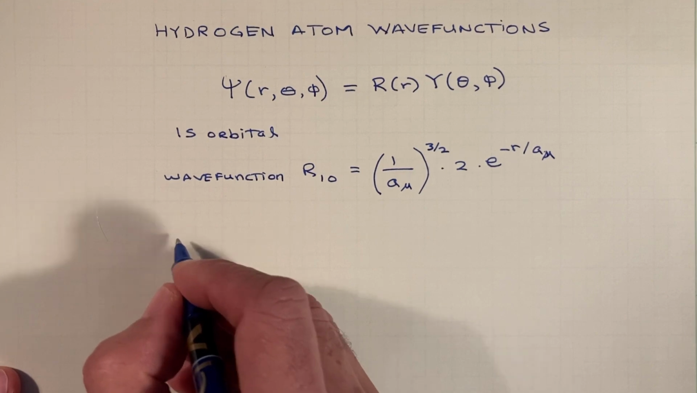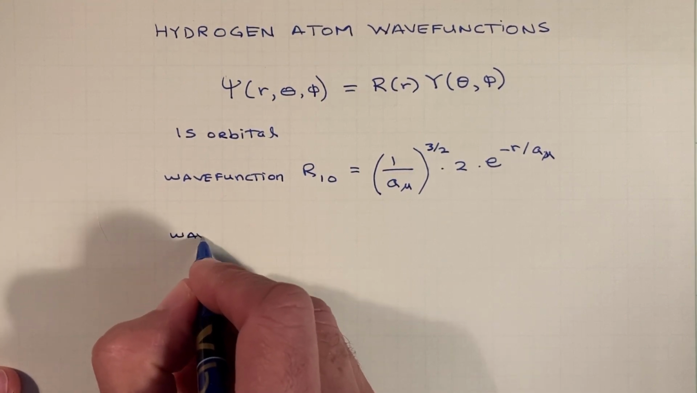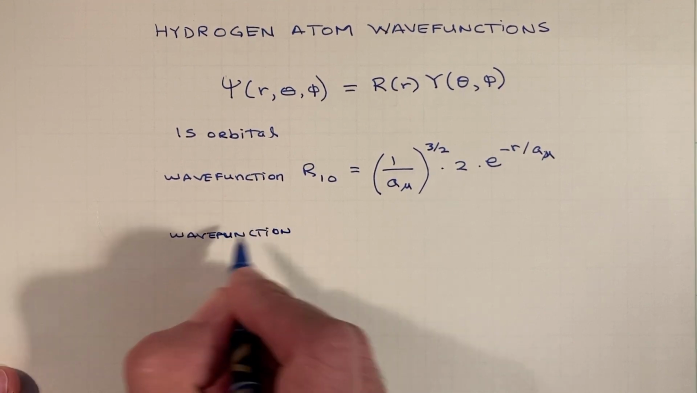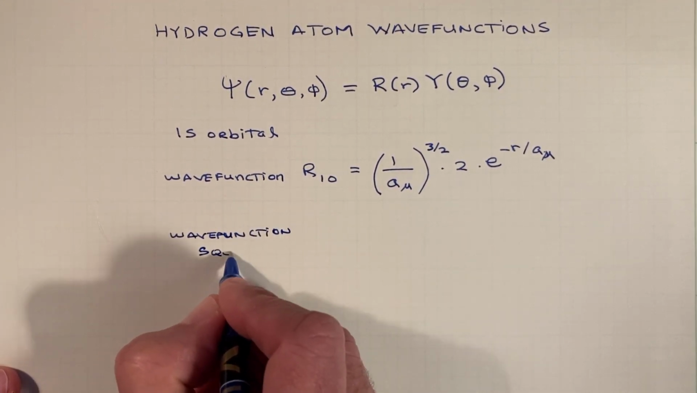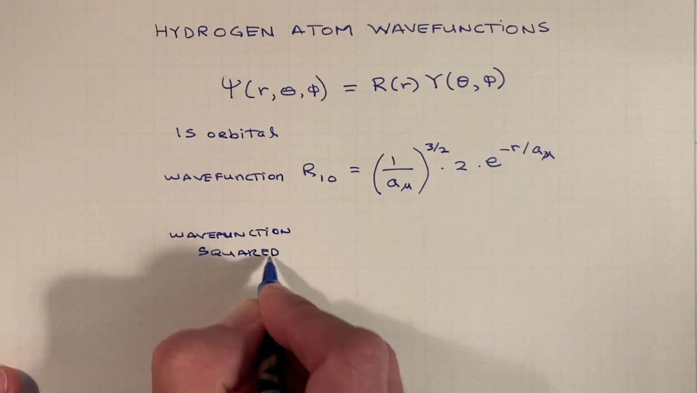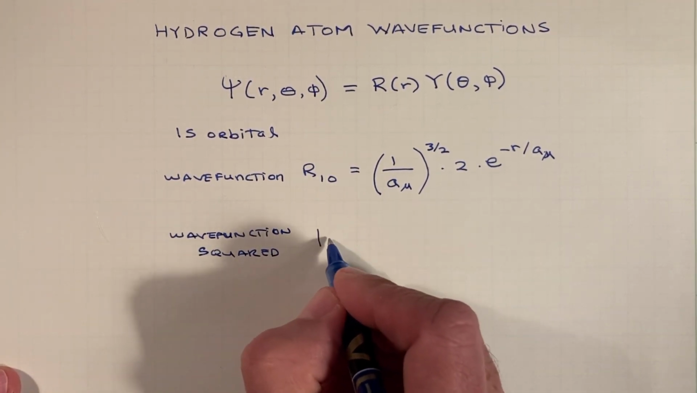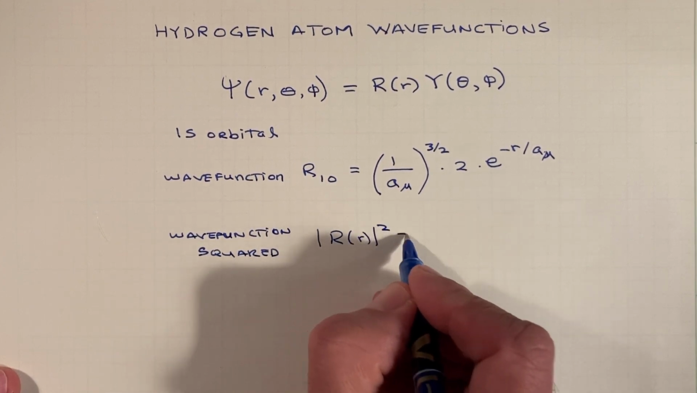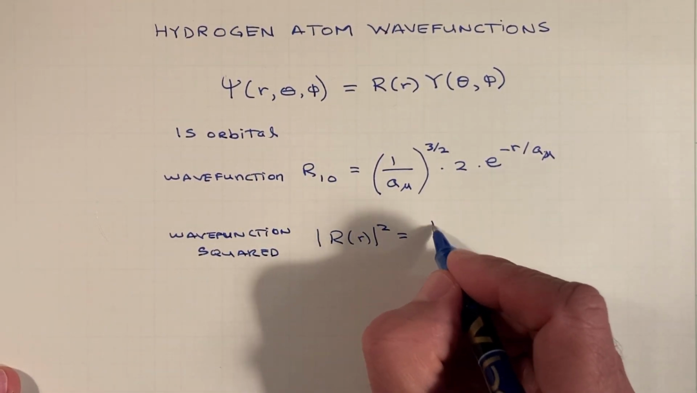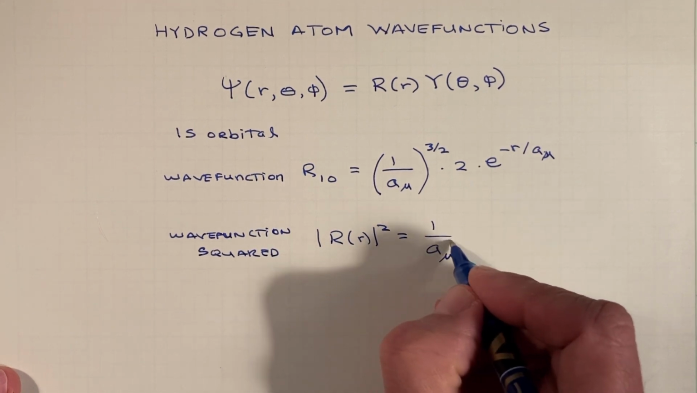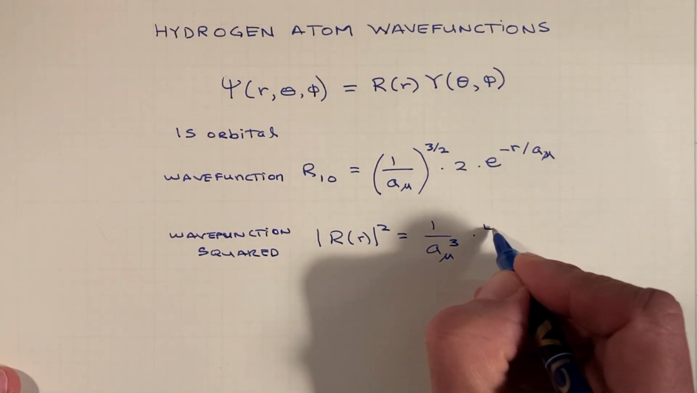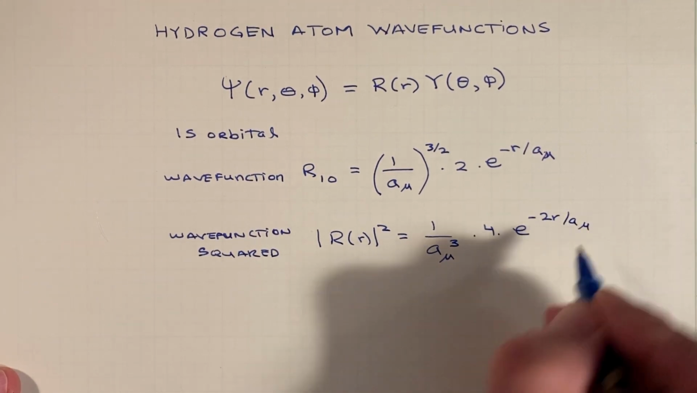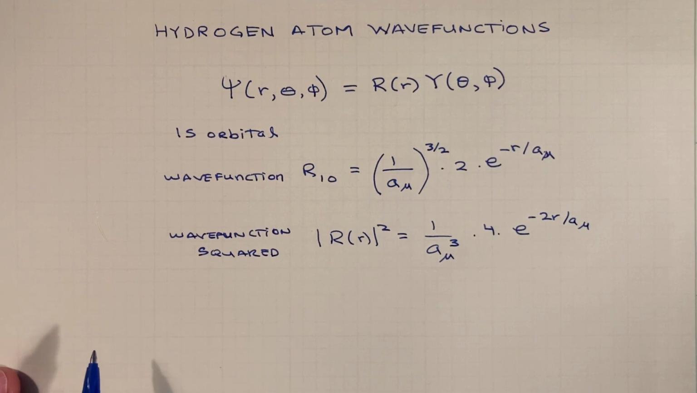Now, if we do the wave function squared, just simply take the square of this, we get exactly what we would expect. As a matter of fact, the proper way to write it is in terms of the norm. In this case, it's a purely real function, so it'll just be the square of it. But we end up with 1 over a sub mu quantity cubed times 4 times e to the minus 2r over a sub mu. Again, centered about the origin.